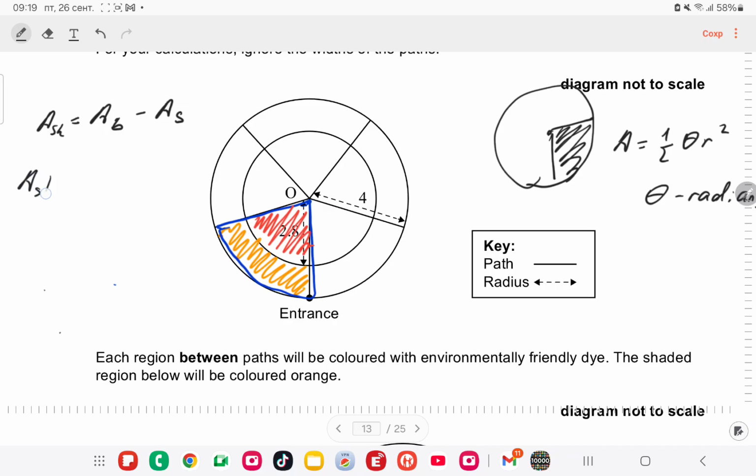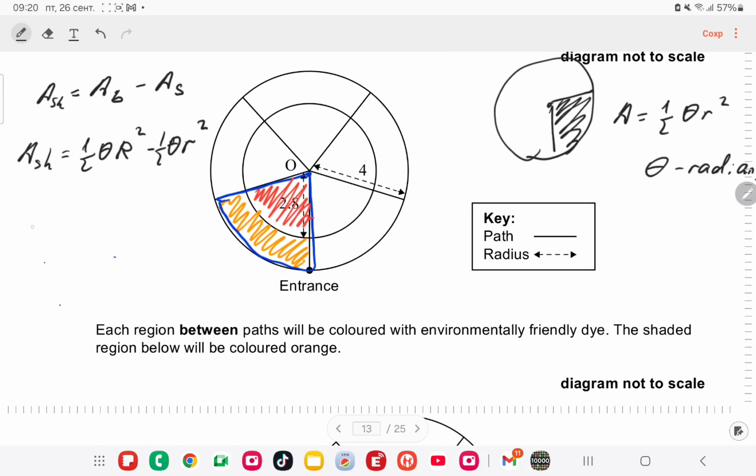And then straightforward, we can use the formula 1/2 theta r squared. I will use capital R for the radius of the big sector and small r for the small sector. So straightforward, we can use our radii here. So it is 1/2 theta. We can even take it out of brackets: R squared minus small r squared, and R is 4, so 4 squared minus 2.8 squared.